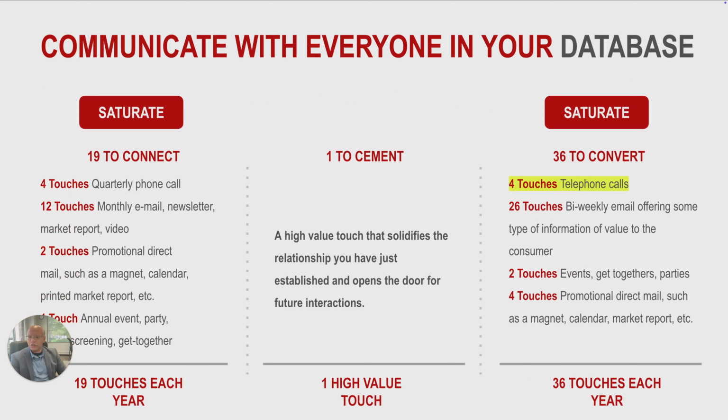A 19 to connect is 4 touches with a quarterly phone call, maybe 12 touches of email, 2 touches of promotional direct mail, and an annual event. And then he even breaks down the 36 plan.